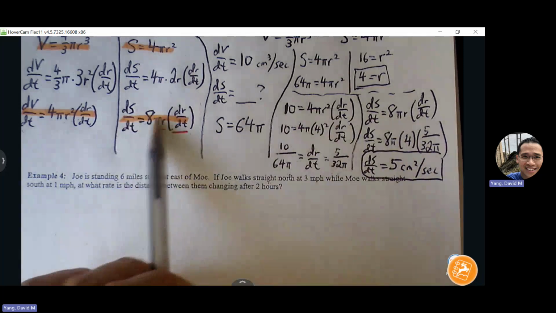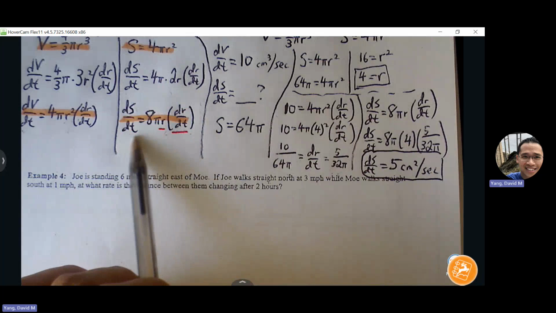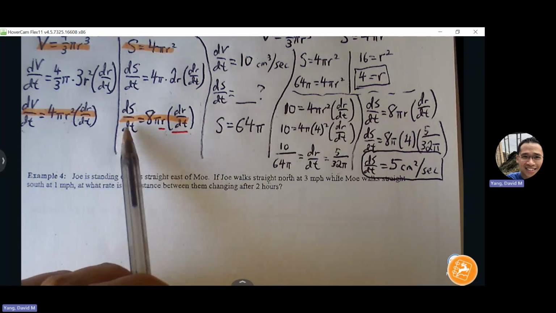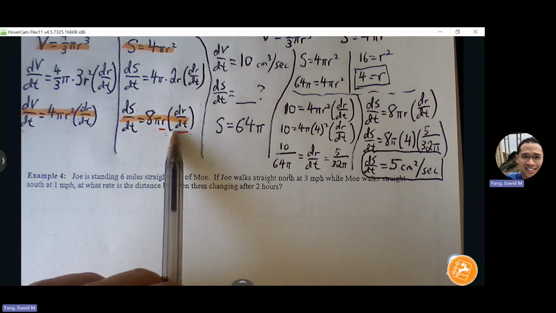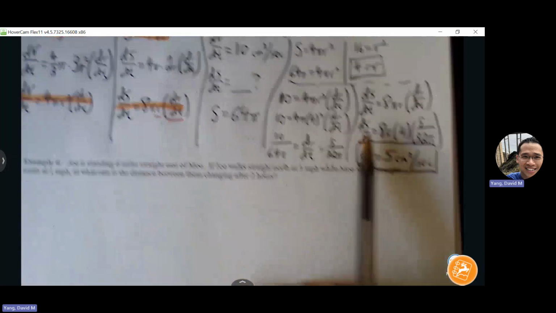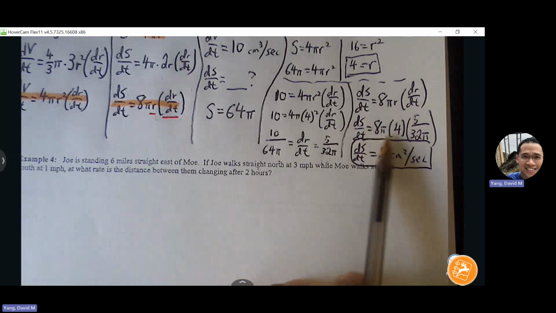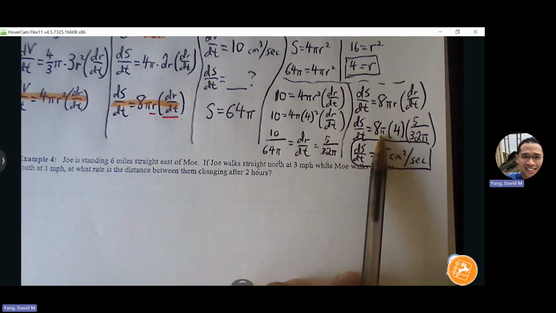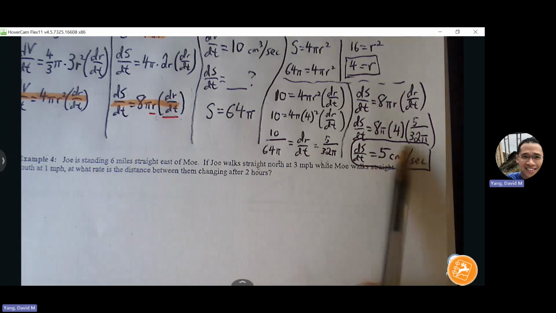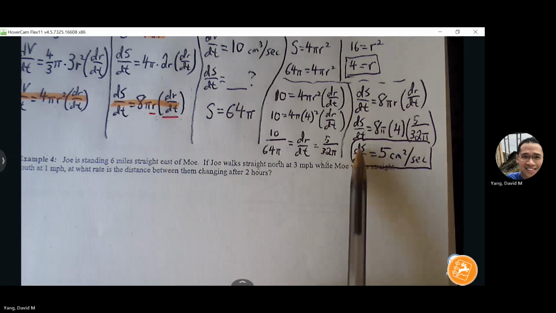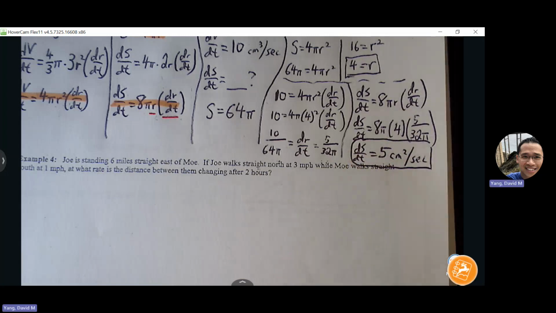And finally, I'm ready to insert back into the variable I'm looking for here. Replace r with 4. Replace dr/dt with 5 over 32 pi. The nice thing is a lot of things cancel out because 8 times 4 is 32. And that pi will cancel itself between numerator and denominator. We're just left with that 5. And then we talked about the units of measure and how your variable will tell you how to build your units of measure.